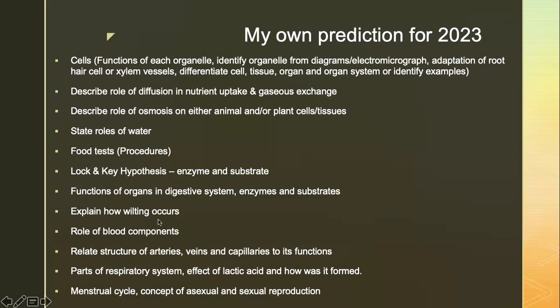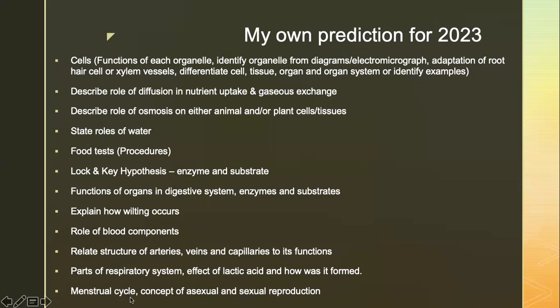Wilting occurs. How does it occur? These haven't come out yet. The role of blood components. Study blood clotting again. The role of, or rather the structure of arteries, veins, capillaries, to its functions. The parts of the respiratory system. Effect of lactic acid. This one is important. And how was it formed? Make sure you study about lactic acid very well.